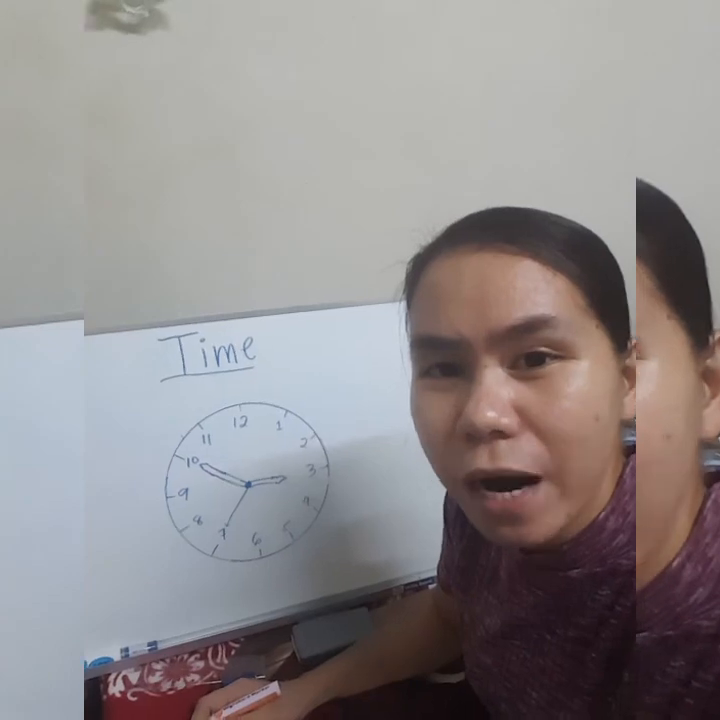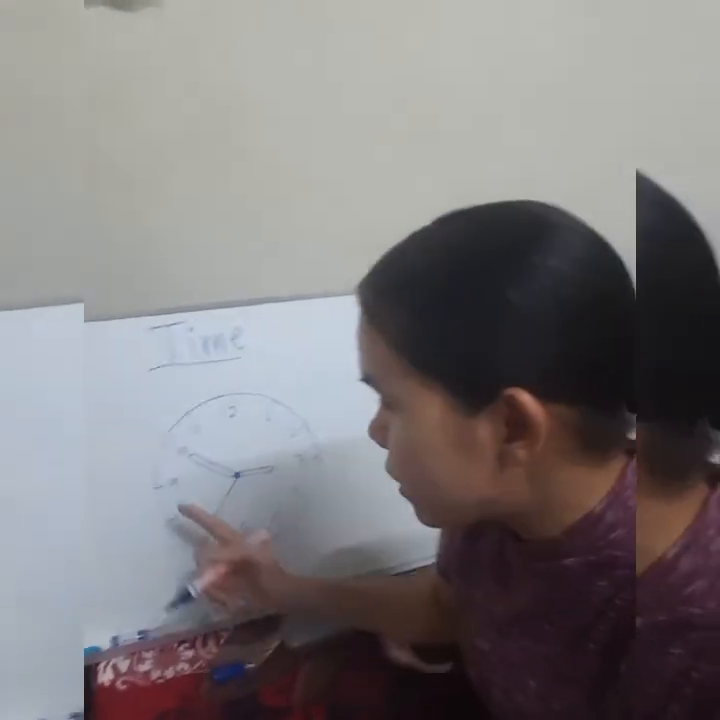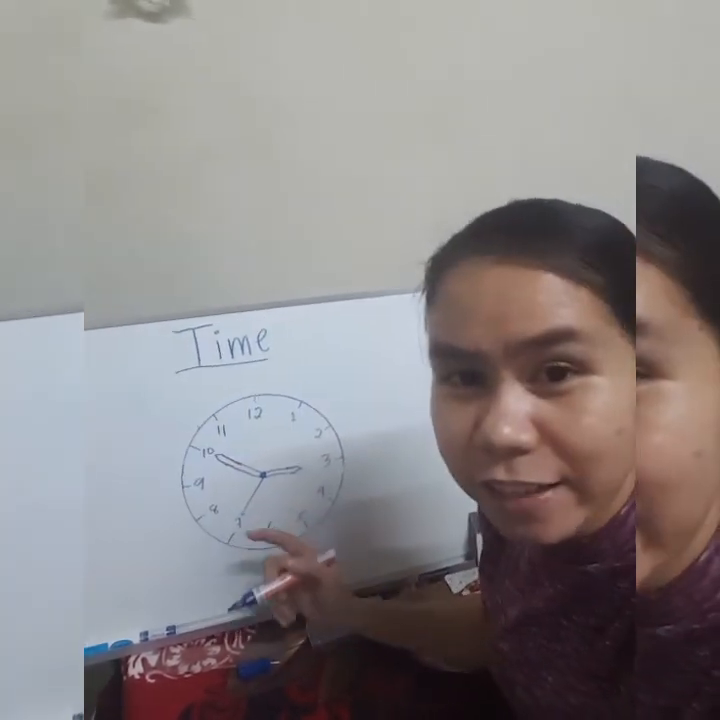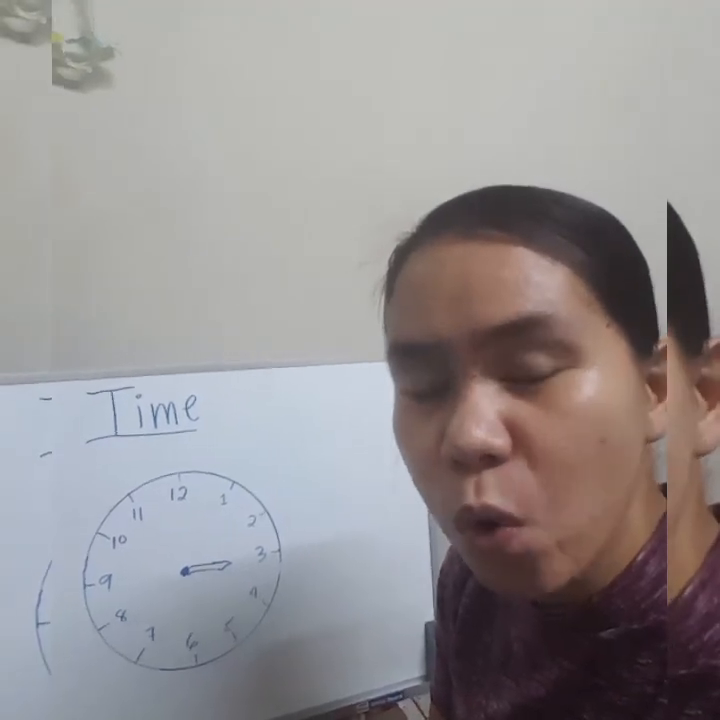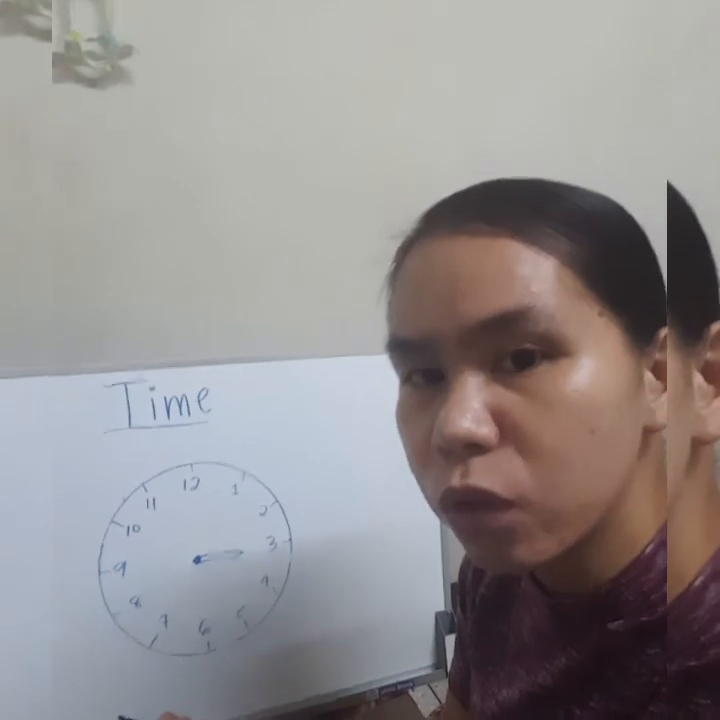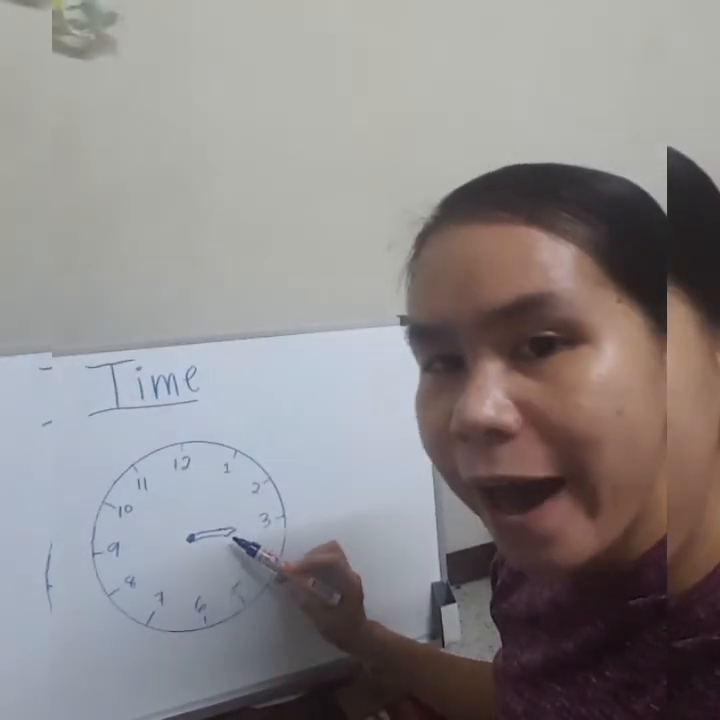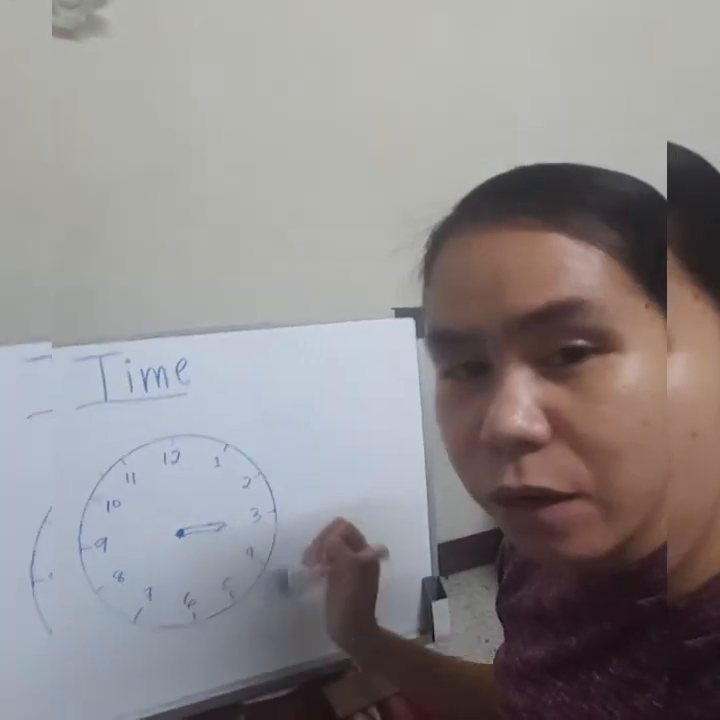First, we will talk about the short hand. For the meantime, we will disregard the long hand and the seconds. Later on, we will use them. It is important to know where the short hand is pointing. So as we can see here, the small hand is pointing to the 3, right?